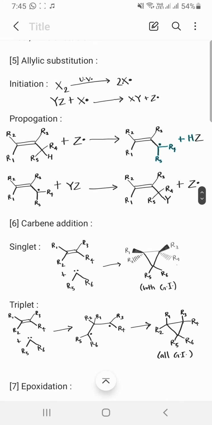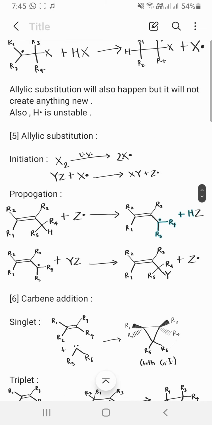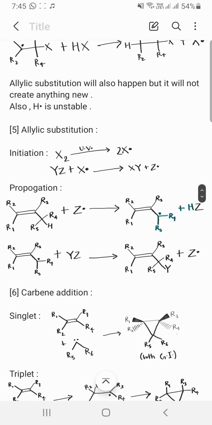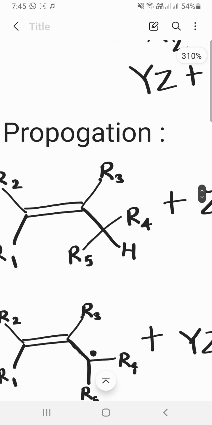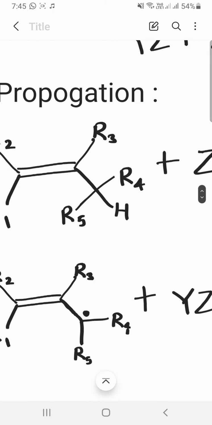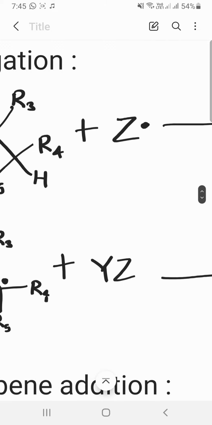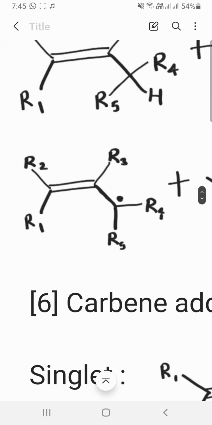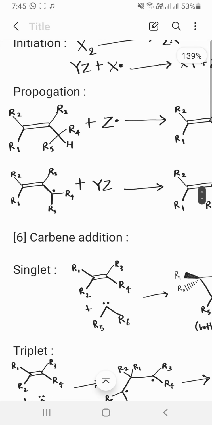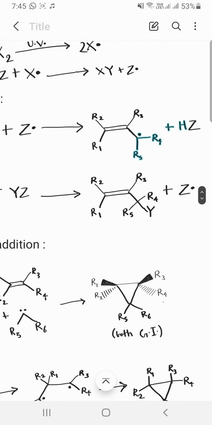Allylic substitution, yeah. So I drew all this complicated mechanism, but it's pretty simple actually. It's just that you take this allylic hydrogen and kill it with some kind of radical, creating this species, and then this species reacts with something, say X2 molecule, or for this case YZ molecule, and then it steals something, creating this thing, and this chain reaction keeps on going.